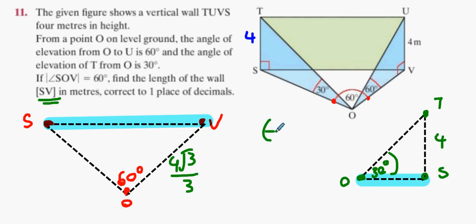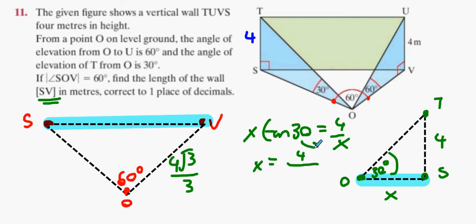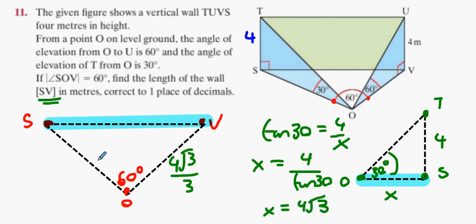Tan 30 equals 4 over x, and then x is? X is 4 over tan 30. Yeah, x comes up here, and then the tan 30 goes down. Okay? So that would be x equals 4 over tan 30. I believe that's 4 root 3, is it? Yes, sorry, just 4 root 3. Who got that? Okay.